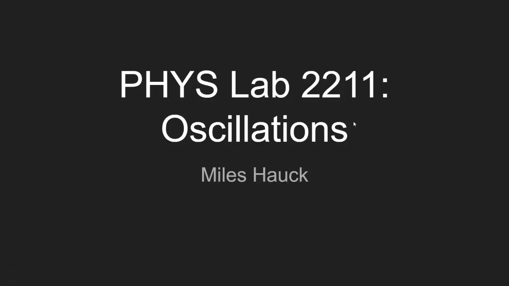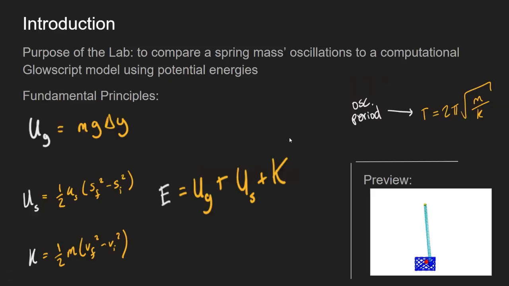So this is my lab report for Lab 4 Oscillations. To introduce this lab, the purpose of this lab was to compare a spring mass's oscillations, so its horizontal and its vertical movement that we saw in a video provided to us, to a computational GlowScript model that we coded in Python. And in that model, I decided to calculate the potential energies and have the system with all of the forces in it.